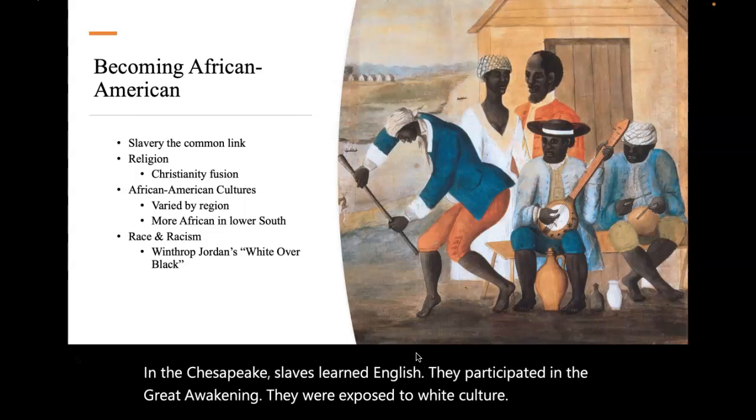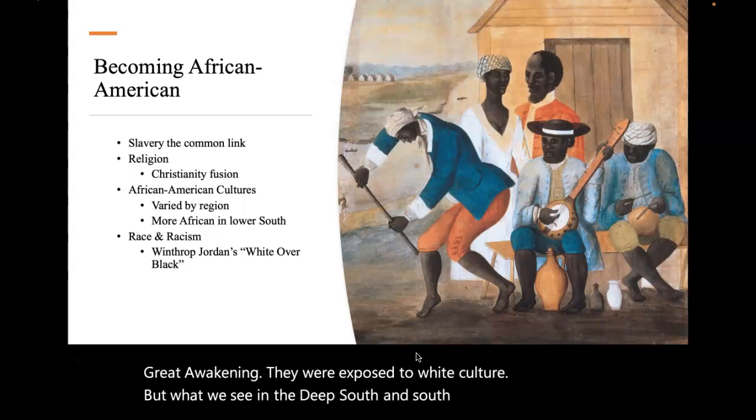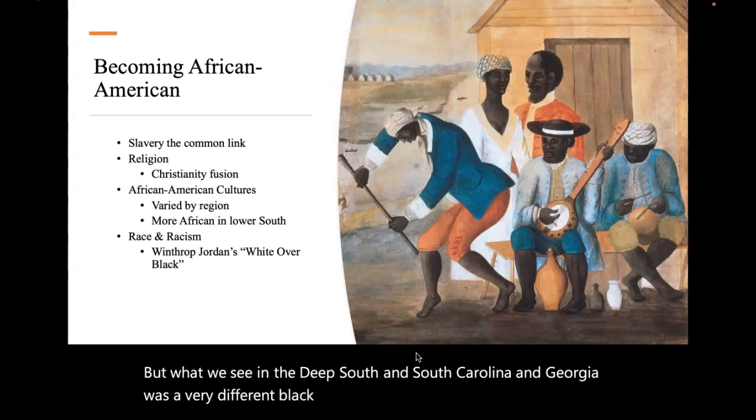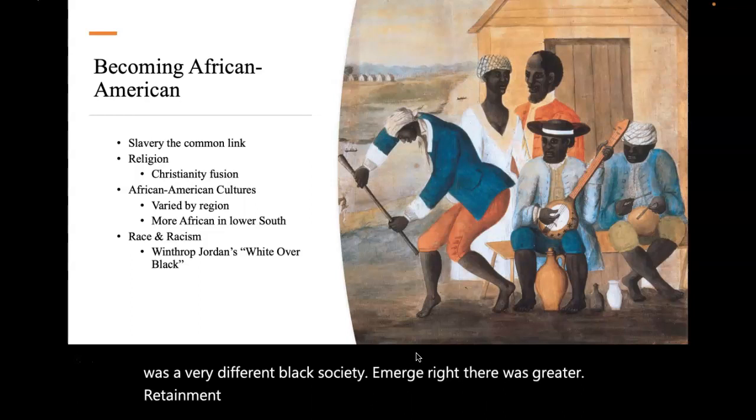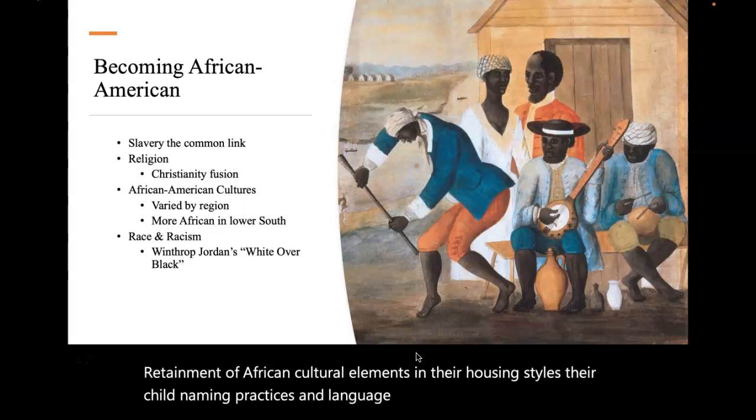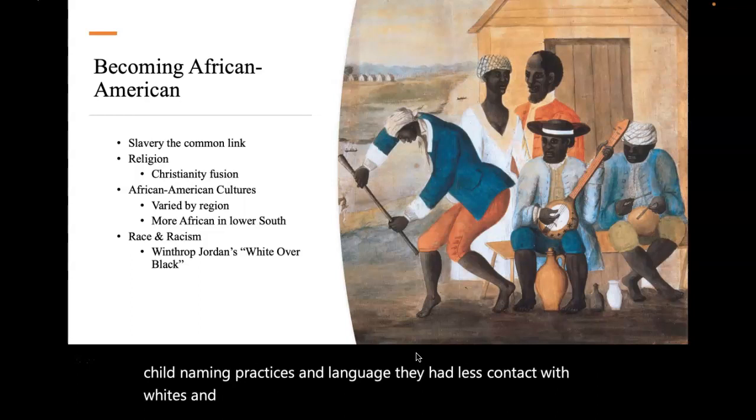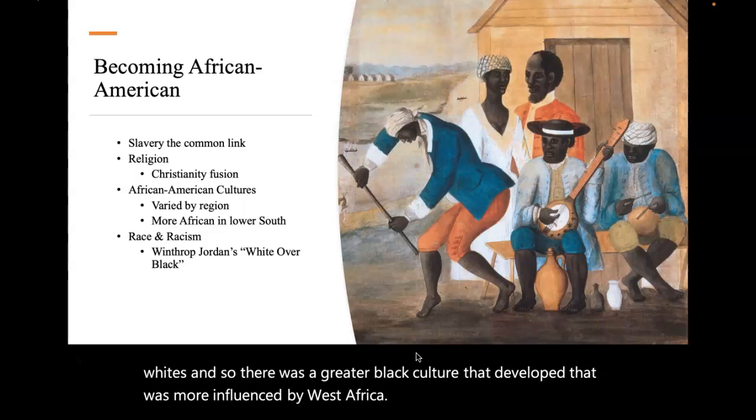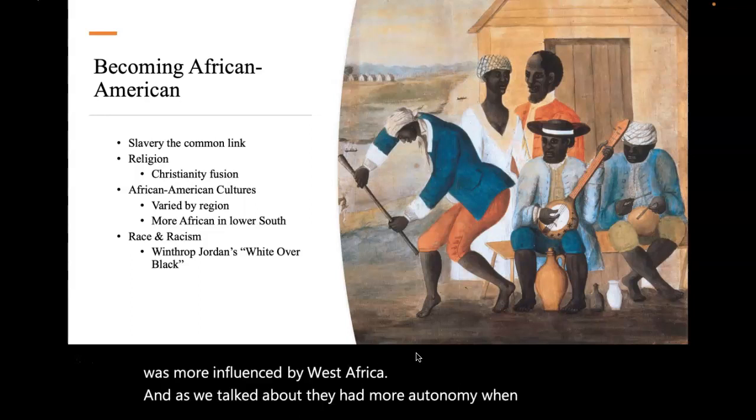But what we see in the Deep South, in South Carolina and Georgia, was a very different Black society emerge, right? There was greater retainment of African cultural elements in their housing styles, in their child naming practices and language. They had less contact with whites, and so there was a greater Black culture that developed that was more influenced by West Africa. And as we talked about, they had more autonomy when compared to slaves from other economies.